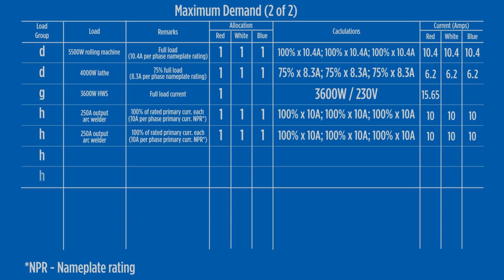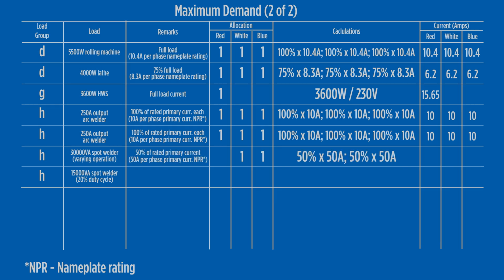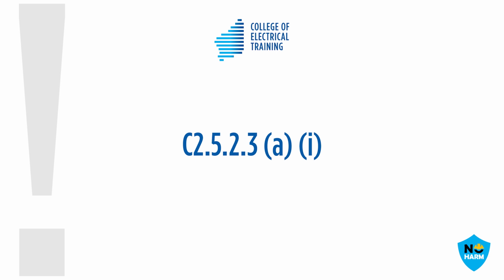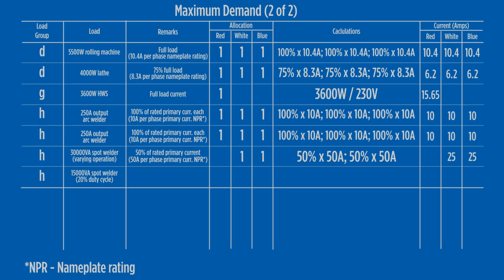We now turn to our two manually operated spot welders. These devices are two-phase machines and are classified as resistance welding machines. The 30 kVA machine has a primary current of 50 amps, with the allowed maximum demand being 50% of the primary current. So 25 amps is applied to the white and blue phases. This value is derived from C2.5.2.3 A1. The 15 kVA spot welder has a duty cycle of 20% and a line current of 25 amps.